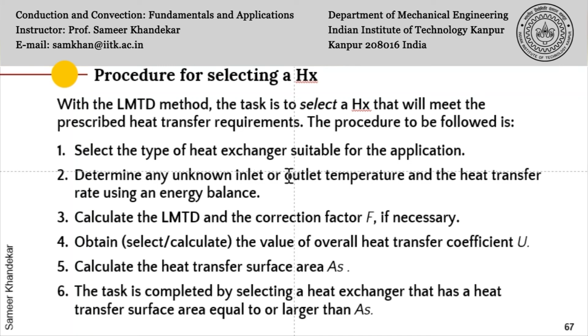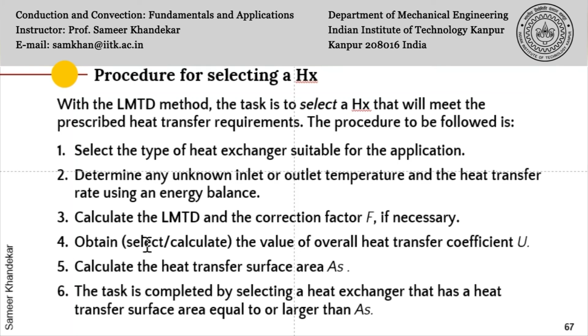Then determine any unknown inlet or outlet temperatures and the heat transfer rate using an energy balance. So if the inlet mass flow rates and the temperatures are known, you can always find out the outlet temperatures. All these 4 temperatures must be known. As soon as you know the 4 temperatures, that is the hot inlet, hot outlet, cold inlet, cold outlet, then calculate the LMTD and the correction factor F, if necessary. This step 2 can be done for a given area and the given length of the heat exchanger.